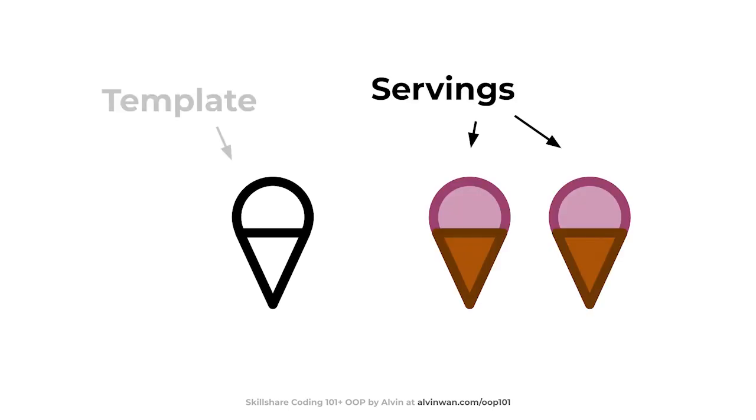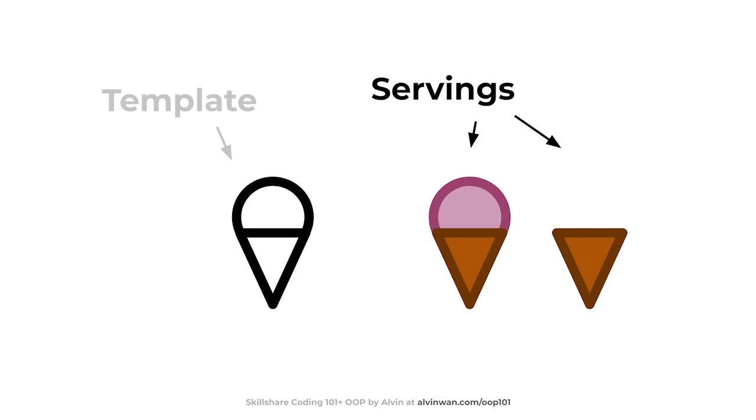Here we have an actual ice cream serving that you can eat. Notice you can spawn multiple servings from a single template. Also notice that you can eat each serving at different rates. One serving may have one scoop left, and the other may have no scoops left.